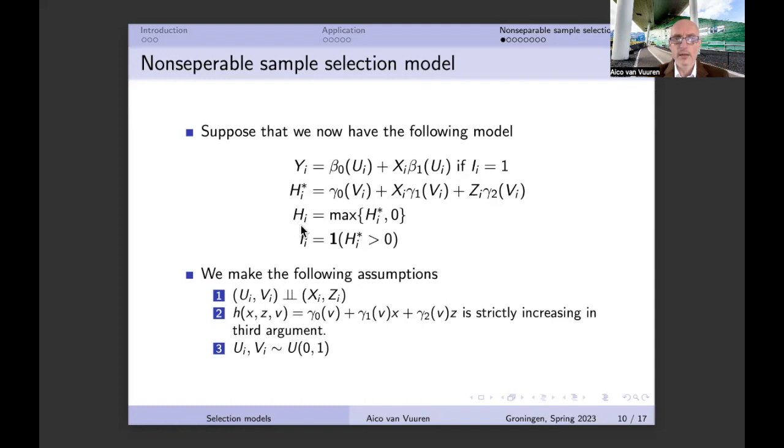What we should realize is that even though hi star could be negative, working hours of course can never be negative. And therefore what we're going to do here is take the maximum of hi star and 0. That means that this hi is going to be censored from below at this point 0 that we have over here. And then finally we have I equal to an indicator function. This is exactly the same as what we had before. It indicates that hi star should be larger than 0.